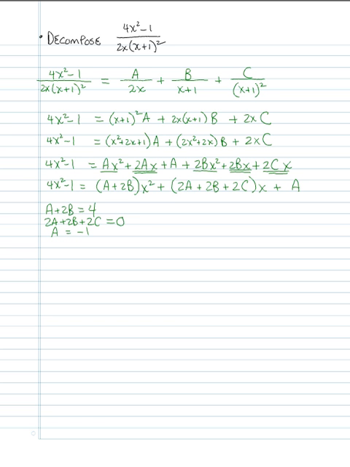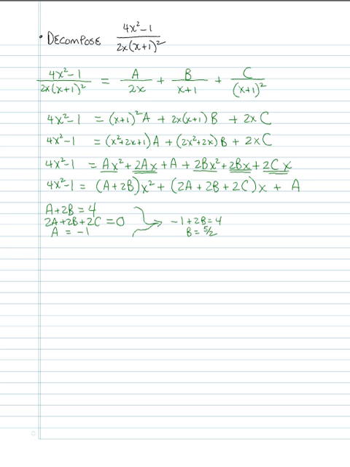Well, what we could do right away, I'm seeing here, is we could combine these two. If A is -1, then on top it ends up being -1 plus 2B is equal to 4. And we ought to be able to do some calculations there and figure out that B is equal to 5 over 2.